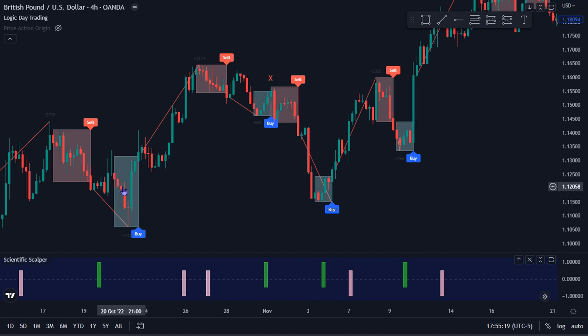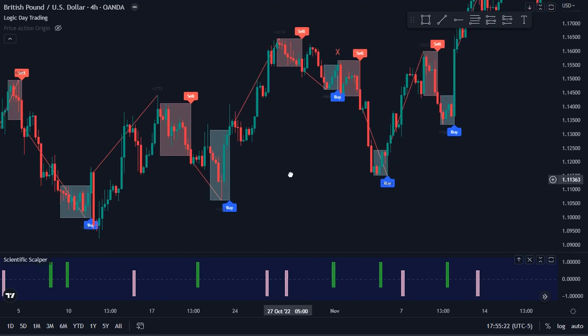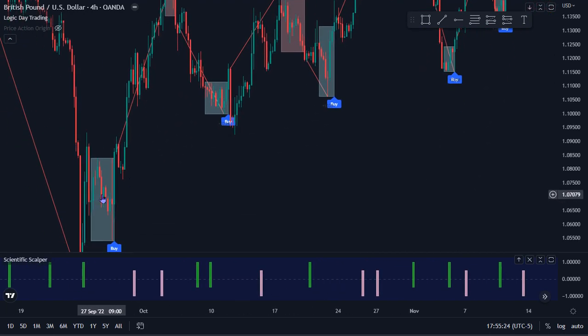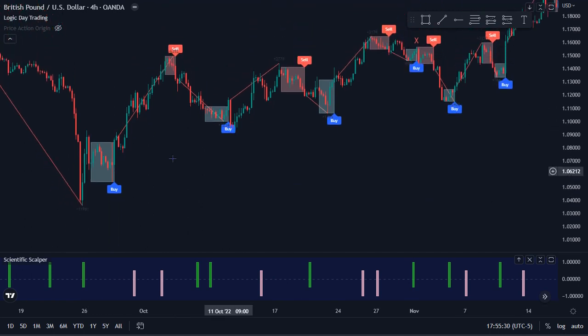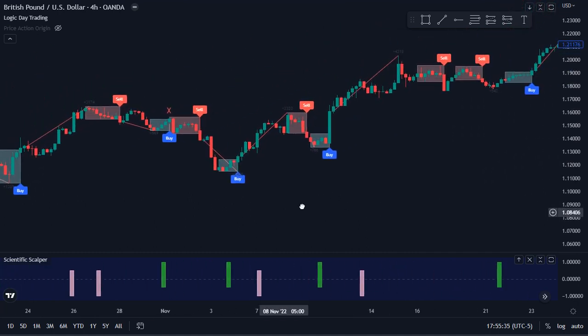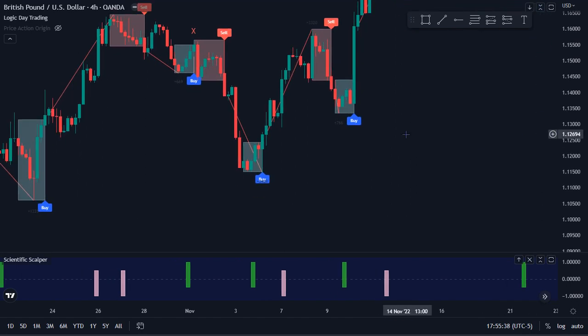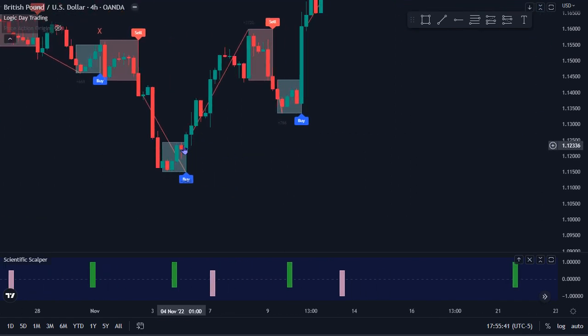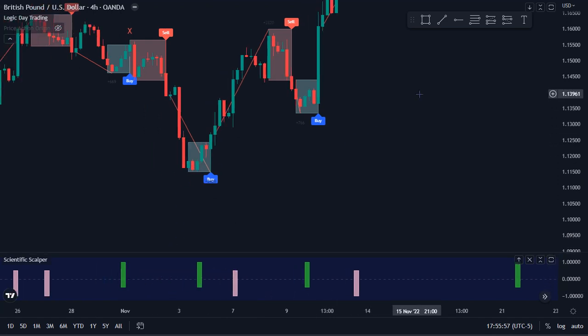And again, the main thing you want to filter out with something like this and something like this one is that if price is in an uptrend, we needed to make higher highs. And so it hadn't done that yet. So the trade is still valid. But again, this is going to be the ideal one that you're looking for. Logic day trade marks out the buy signal in the zone. And then the very next candle, or at least soon after, you're going to see price retrace back into the zone and then fly up, all while the scientific scalper is lining up with that zone as well.